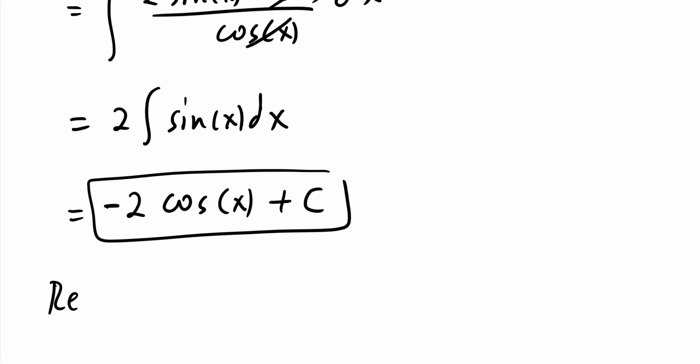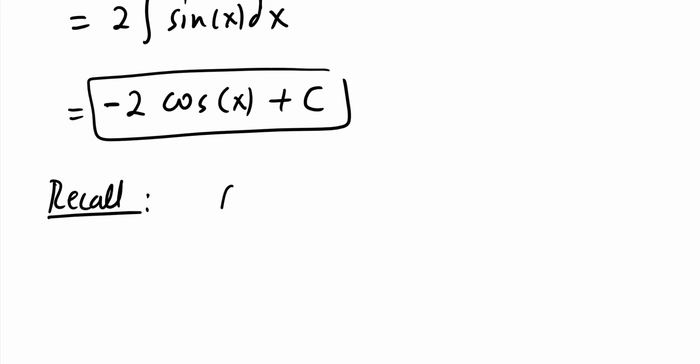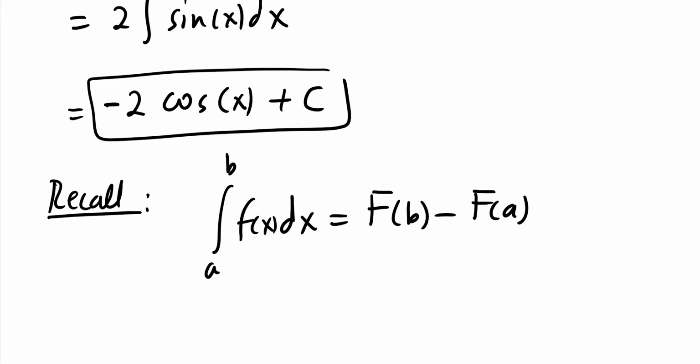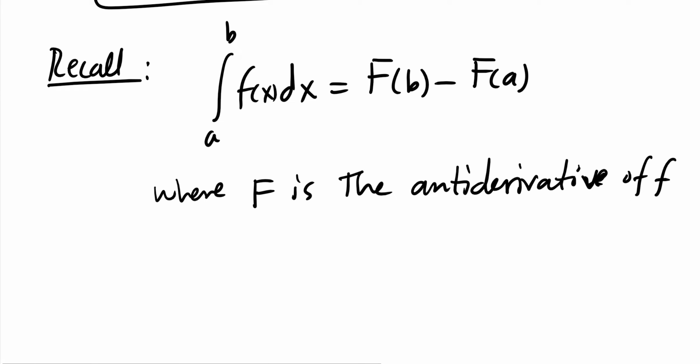Also, recall, this is what we call the fundamental theorem of calculus, part 2 from before. If you have an integral from a to b of f(x) dx, this is capital F of b minus capital F of a, where capital F is the antiderivative of small f, if you remember. This is a very, very important formula.